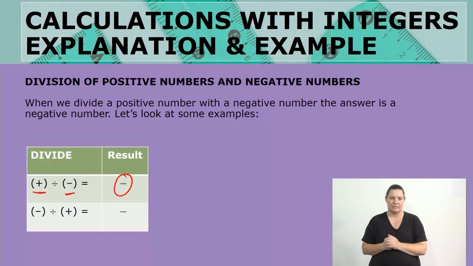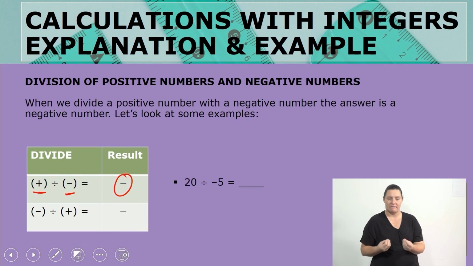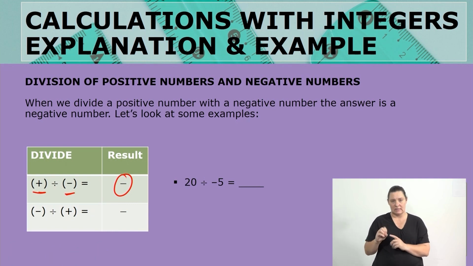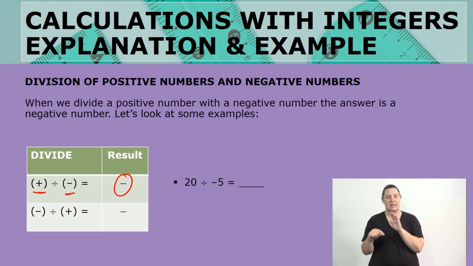The answer will be a negative. So when we are dividing a positive with a negative or a negative with a positive, then our answer is going to be a negative number. So if I have a positive 20 divided by a negative 5, that is a positive number divided with a negative number. So our answer is going to be negative.